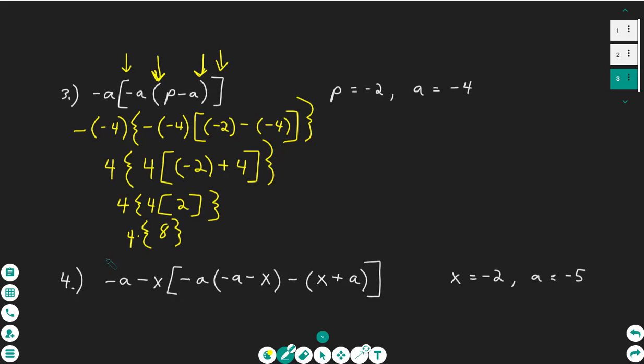4, remember there's an invisible multiplication. 4 times 8 is 32. So that is our solution for number 3, 32.